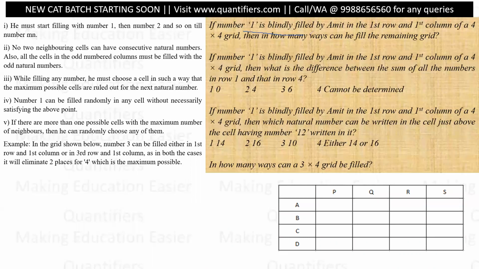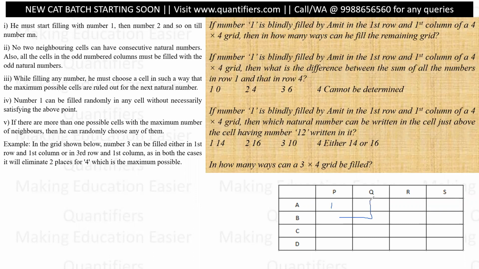This says if number 1 is blindly filled by Amit in first row and first column of a 4 into 4 matrix. So this is a 4 into 4 matrix. He has filled the first number over here. Now, in how many ways he can fill the remaining grid? Now I have to think of the possibilities of remaining grid. So 1 is filled over here.